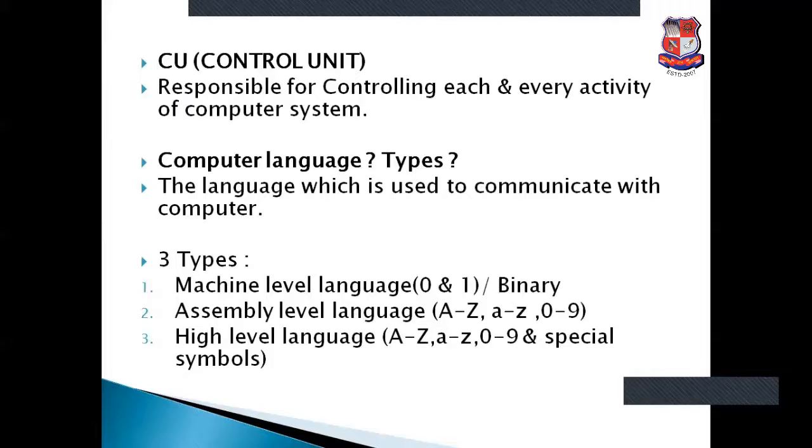High level language will allow the user to insert capital A to Z, small a to z, 0 to 9, and special symbols. Ultimately, the user can insert any kind of data with the use of high level language. So basically the language which is ultimately used to communicate with a computer system is known as a computer language, and there are three parts: machine level language, 0 and 1; assembly level language, A to Z and 0 to 9; and high level language, capital A to Z, small a to z, 0 to 9, and it allows special symbols as well.